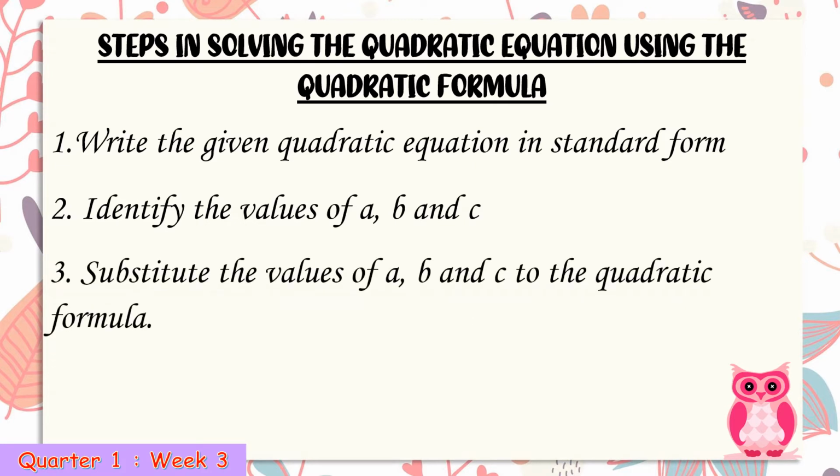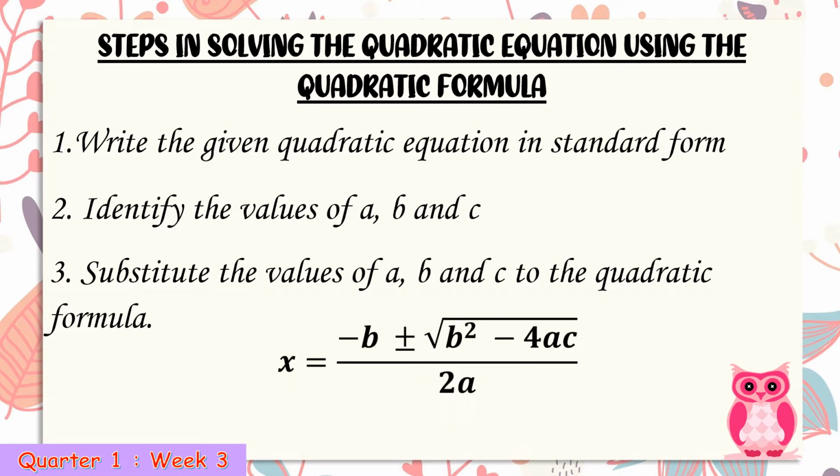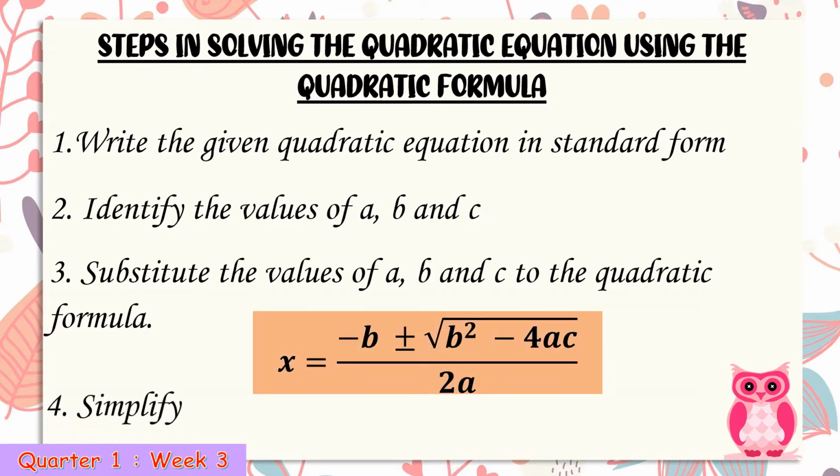Third, substitute the values of a, b, and c into the quadratic formula, which is x is equal to negative b, positive negative the square root of b squared minus 4ac all over 2a. And then the last one, of course, we have to simplify. So those are the steps or the procedures. How are we going to solve a given quadratic equation by using the quadratic formula?